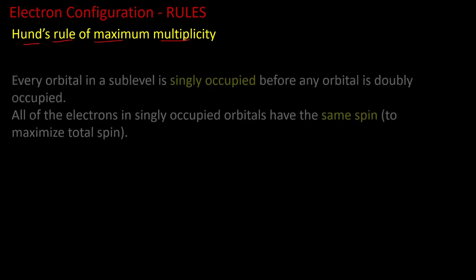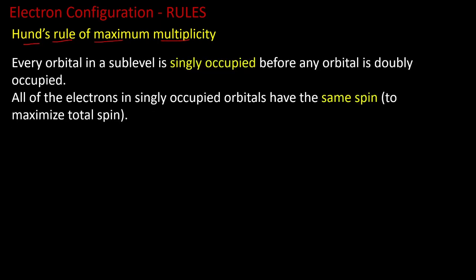Now, Hund's rule of maximum multiplicity states that every orbital in a sublevel is always singly occupied before they are doubly occupied, and they generally will be occupied with the same spin initially when they are singly occupied to have the maximum total spin. Let us see what exactly it means.